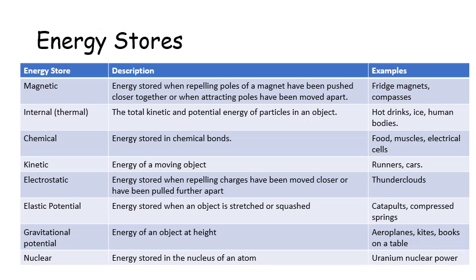On this slide, we can see the 8 different energy stores. We have magnetic, thermal, chemical, kinetic, electrostatic, elastic potential, gravitational potential, and nuclear. For each one, there is a description. I've also given you some examples. Pause the video and make notes on the different types of energy with a description and see if you can come up with some extra examples.